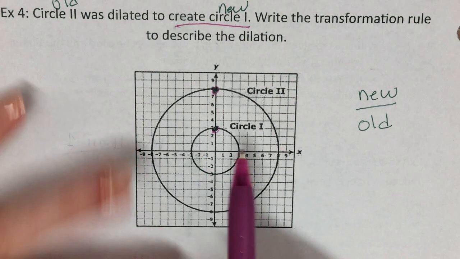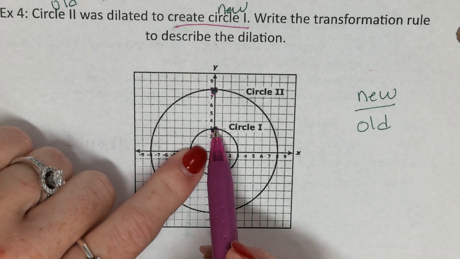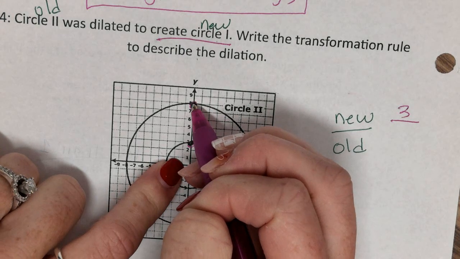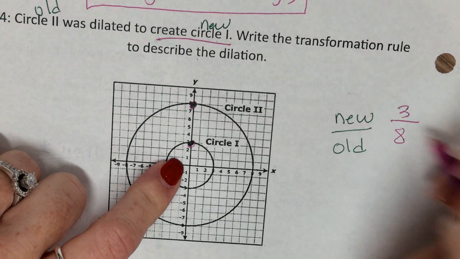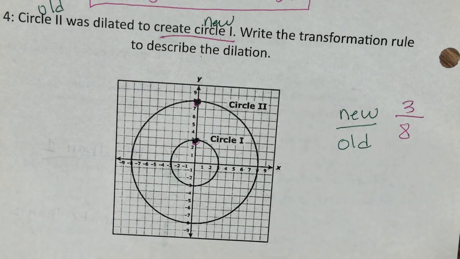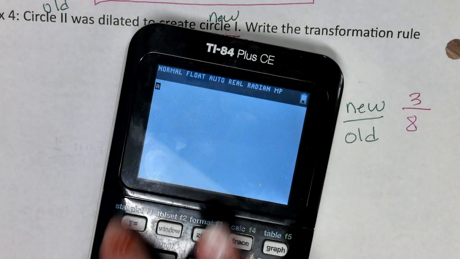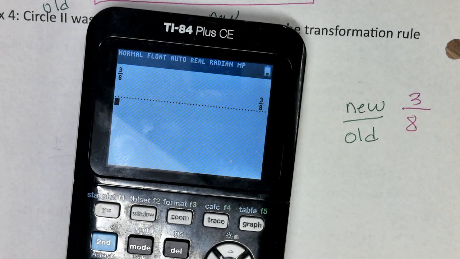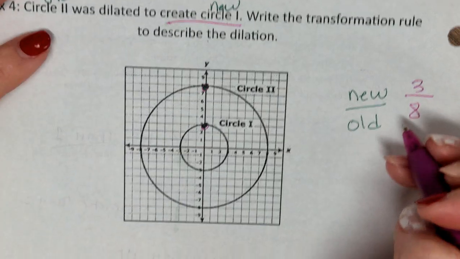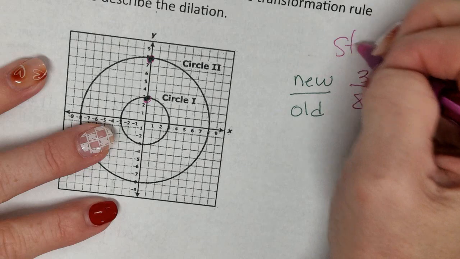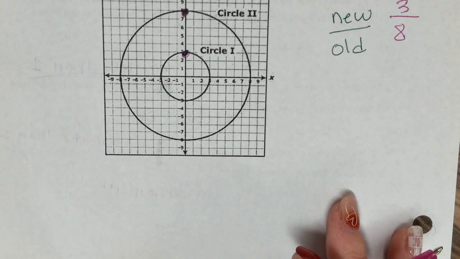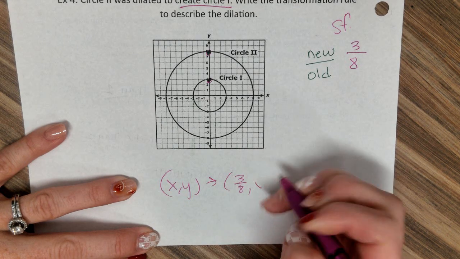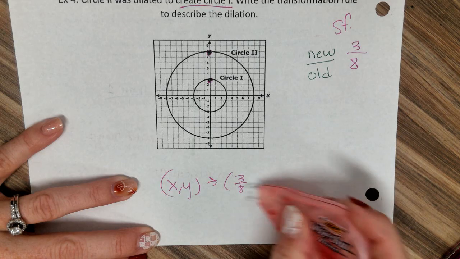Circle 1 is the new circle. What is its number right here? 3. So 3 goes on top. Circle 2 is old. What number is that? 8. And simplify the fraction if you can. That actually doesn't simplify, but go ahead and put it in so you can see 3/8. Hit enter. 3/8 stays the same. So my rule says, this is my scale factor right here. The rule says, take my x and my y and simply multiply by 3/8. So 3/8 x, 3/8 y.